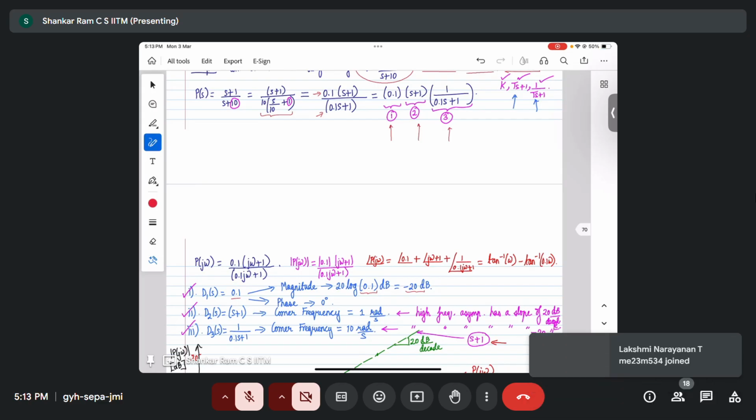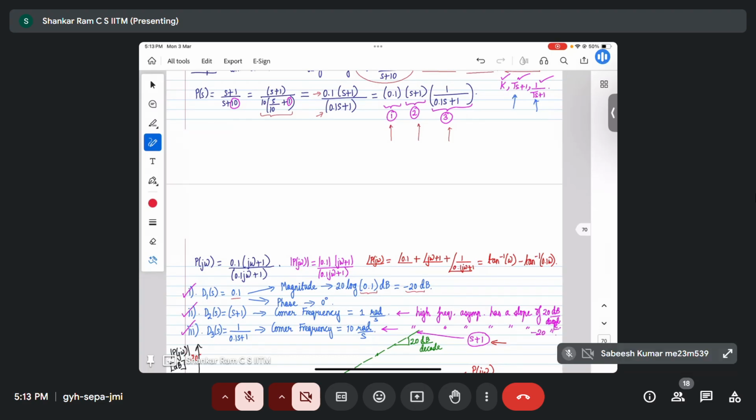Because there is no imaginary part associated with this. There is no imaginary part, and importantly, it lies on the positive real axis, right? So consequently, the phase is going to be 0 degrees when we have this one, right? So that is the bottom line, all right?